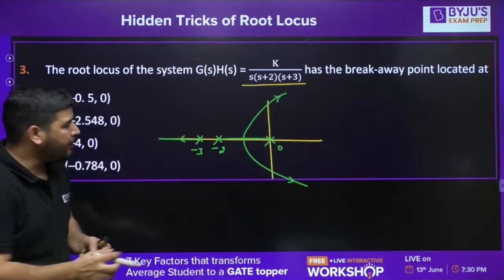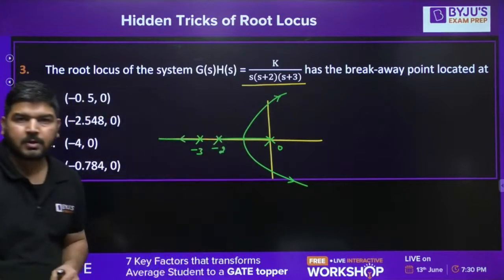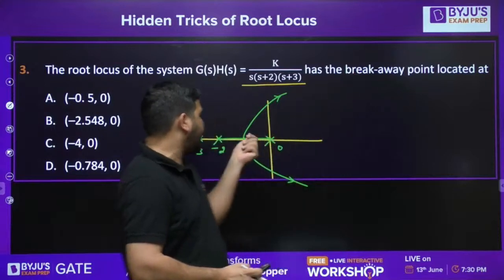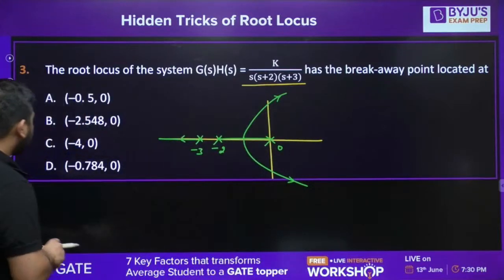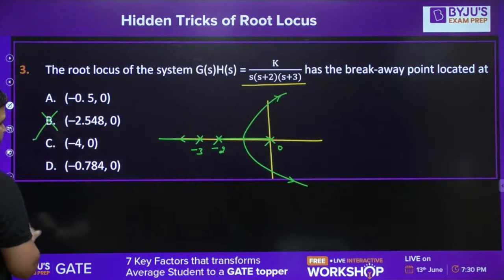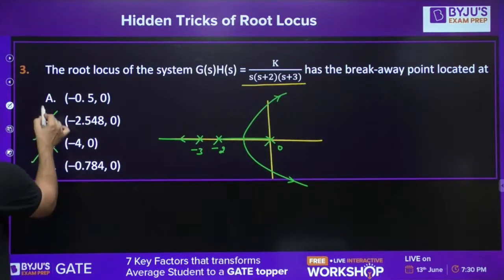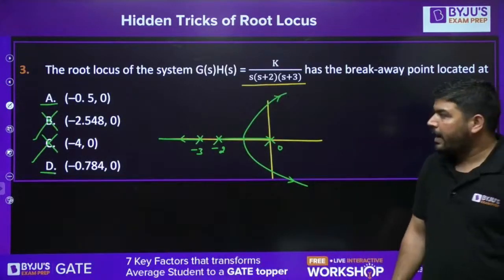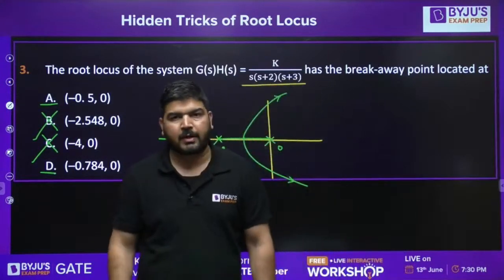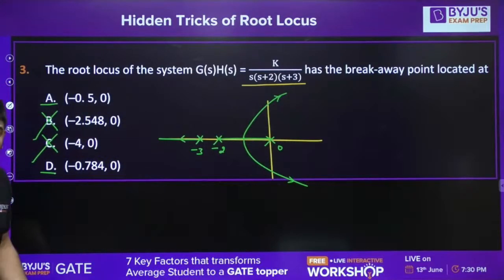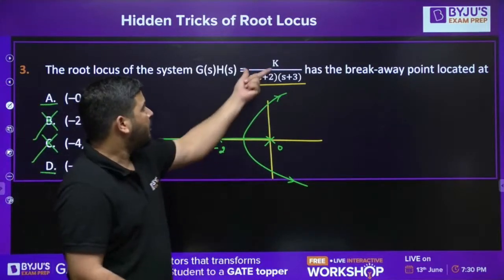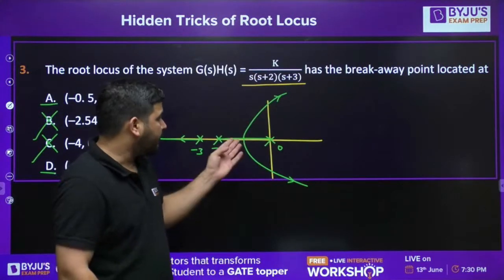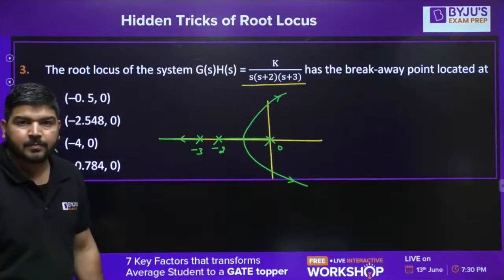It means the breakaway point should be between 0 and minus 2. According to this rough plot, we can say that the breakaway point should lie between 0 and minus 2. So if you look at this, this cannot be correct. Either this is correct or this is correct. It means two options can be eliminated. Now we have to check what is the value of the breakaway point. How to check it? Generally, we take dK/ds and put dK/ds equal to 0, and from there we calculate this breakaway point.